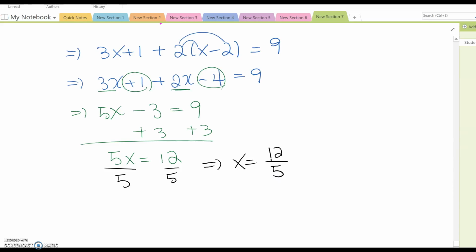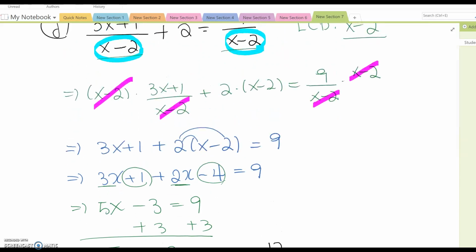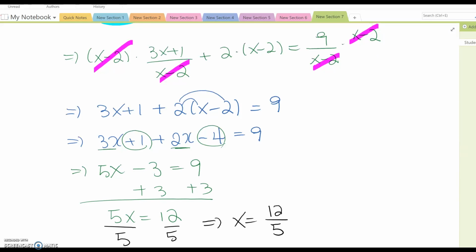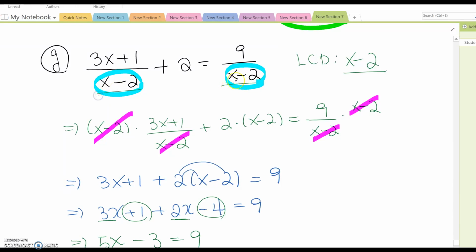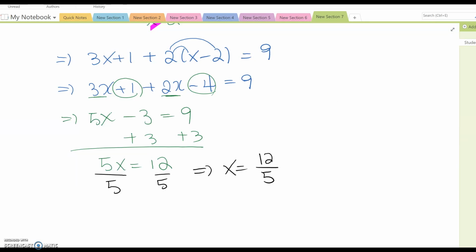Before confirming this is the answer, we have to go back to the original equation and check whether x equal to 12 over 5 makes any fraction undefined. Fortunately, it does not. Therefore, now you can confirm this is the correct answer.